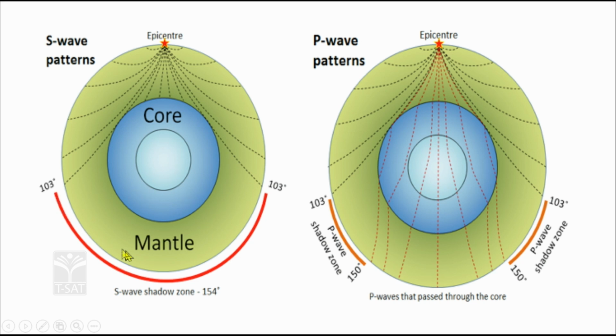It has a very large shadow region from 103, 104 degrees on either side, from one side of the earth to the other side of the earth. But it is not the case with the P wave shadow region, which extends just from 103 degrees to 105 degrees on either side of the earth, whereas it is not having a shadow region in between. On this basis, we are able to establish the interior of the earth.